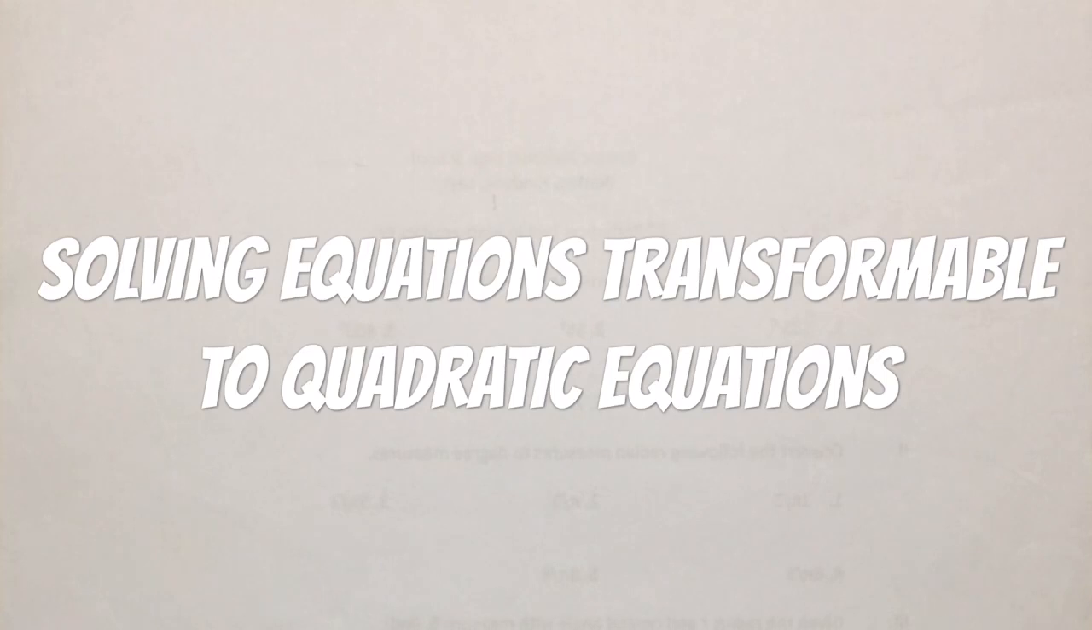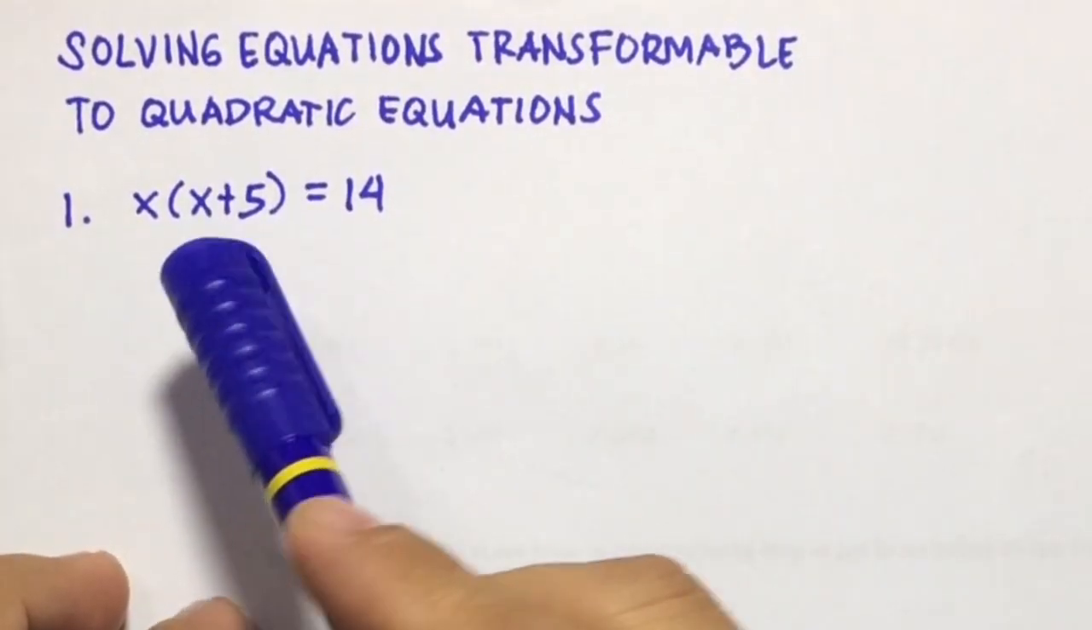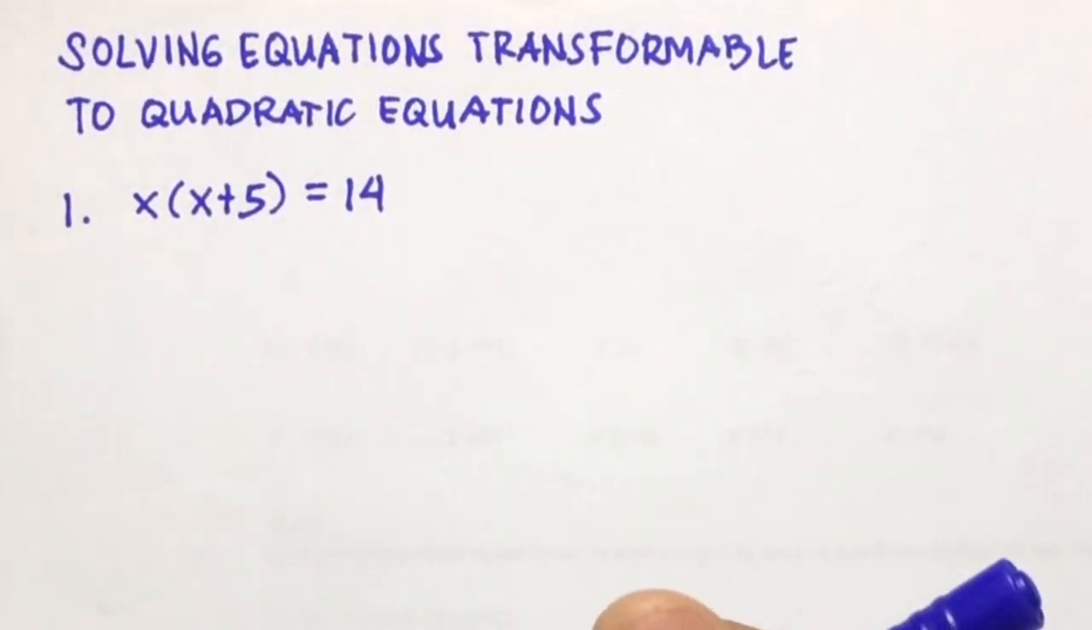Hi guys! In this video, I'm going to discuss solving equations transformable to quadratic equations. Number 1. x times the quantity of x plus 5 equals 14.